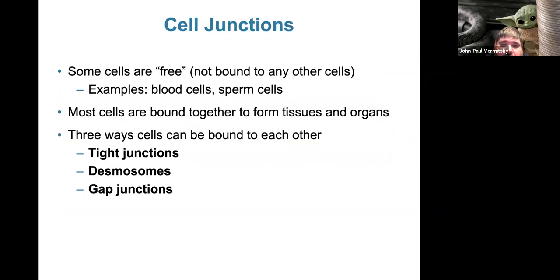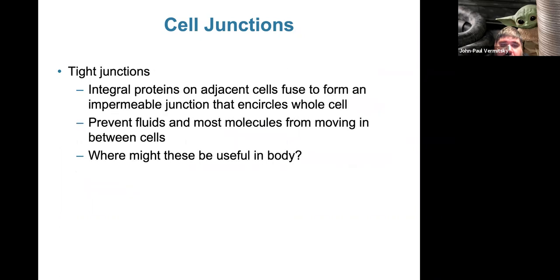Cell junctions. Some cells are free, not bound by any other cells. Most cells are bound together to form tissues and organs. Three ways cells can be bound to each other are tight junctions, desmosomes, and gap junctions. Tight junctions are integral proteins on adjacent cells which fuse to form an impermeable junction that encircles the whole cell. It prevents fluids and most molecules from moving in between the cells.